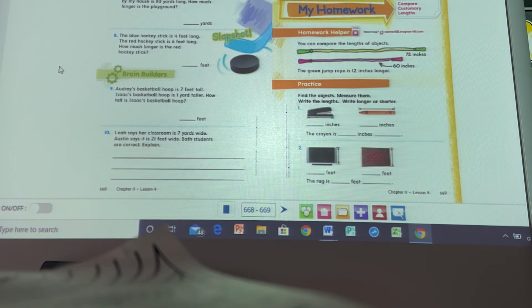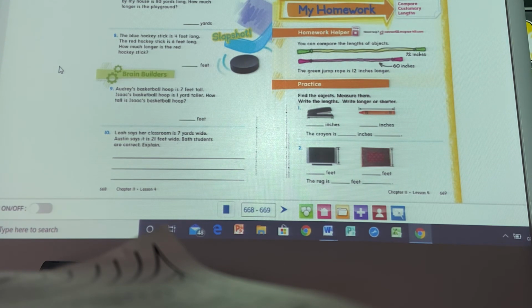And then moving on, if you want to try the brain builders, the trick here is that they talk about two different units of measurement. So Audrey's basketball hoop is 7 feet tall. Isaac's basketball hoop is 1 yard taller. How tall is Isaac's basketball hoop? So if the hoop is 7 feet tall and you add 1 yard, how many feet are you adding? And notice I used the word add. So how many feet is Isaac's basketball hoop?